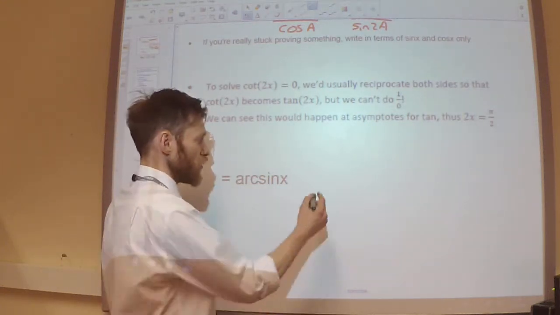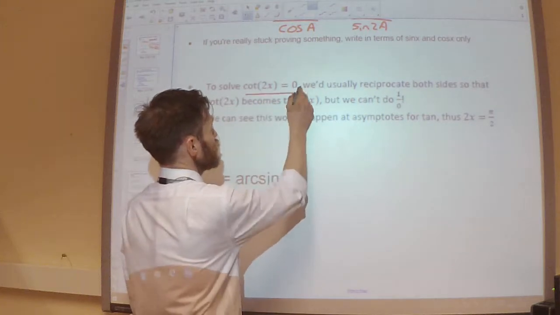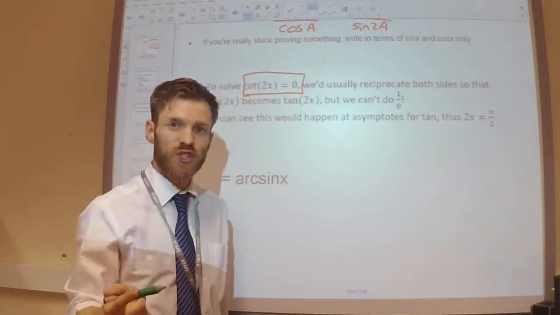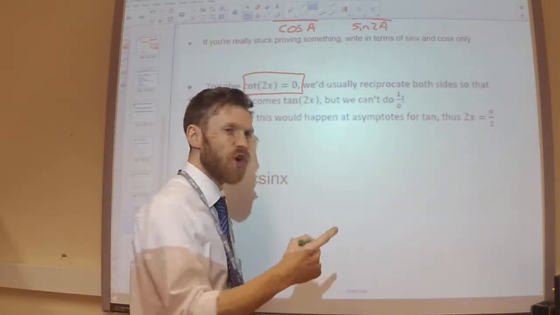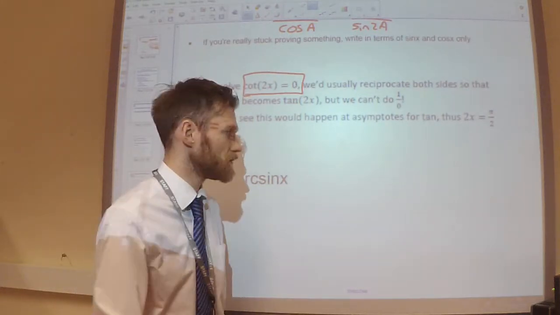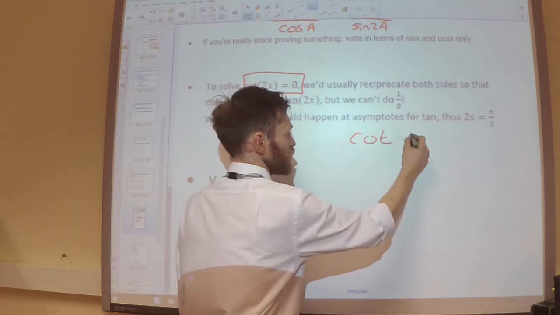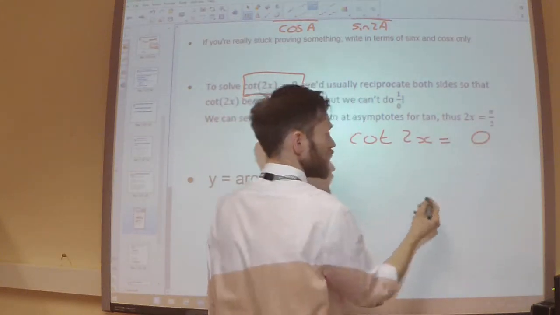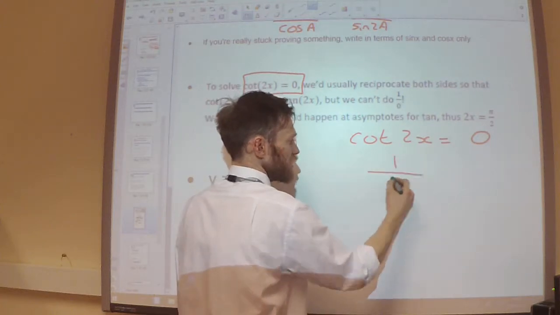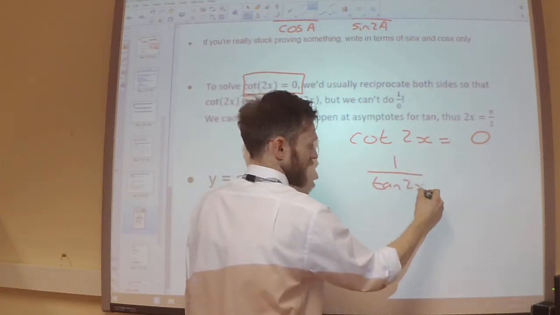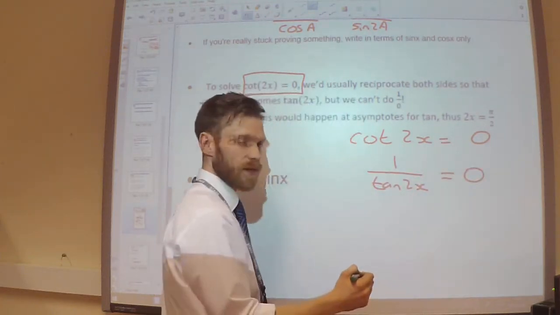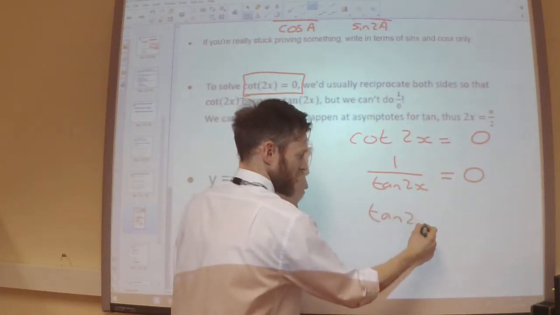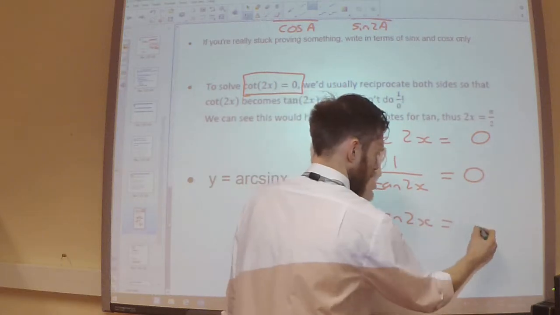Next tip, if you're asked to solve cot 2x equals 0, the way that we would usually solve that is we would say, well, cot is the same thing as 1 over tan. So if I've got cot 2x is 0, then I would say that 1 over tan 2x is equal to 0. So then I would end up having to say that tan 2x is 1 over 0.